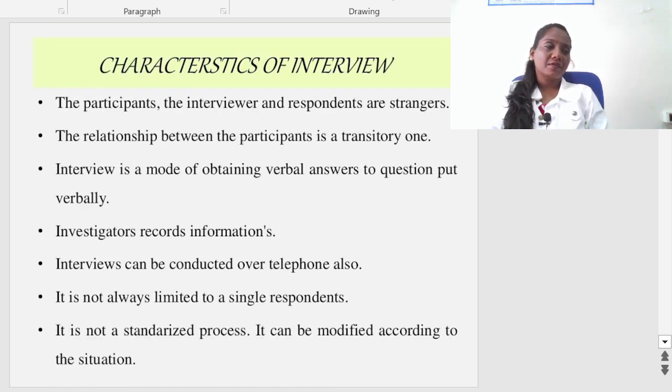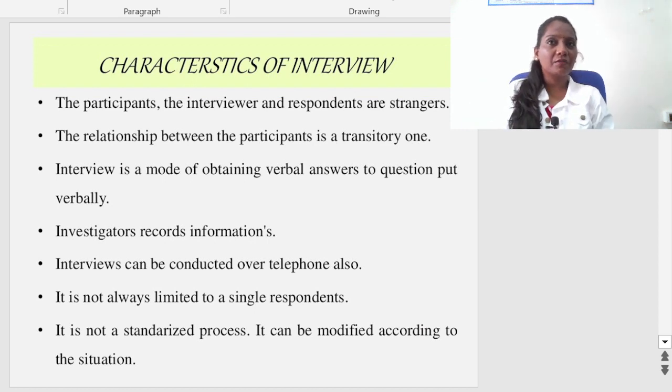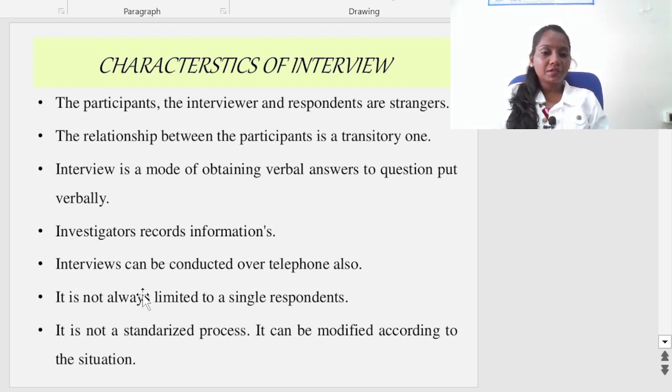What are the characteristics of interview? Can an interview be done by everyone or anyone? What are the characteristics we have to keep in mind when conducting an interview? The interviewer and respondent are always strangers, and the relationship between the participants is a transitory one, and it should be transparent. Interview is a mode of obtaining verbal answers to questions put verbally, and the investigator records the information. Interviews can be conducted over telephone also, and it is not always limited to a single respondent.